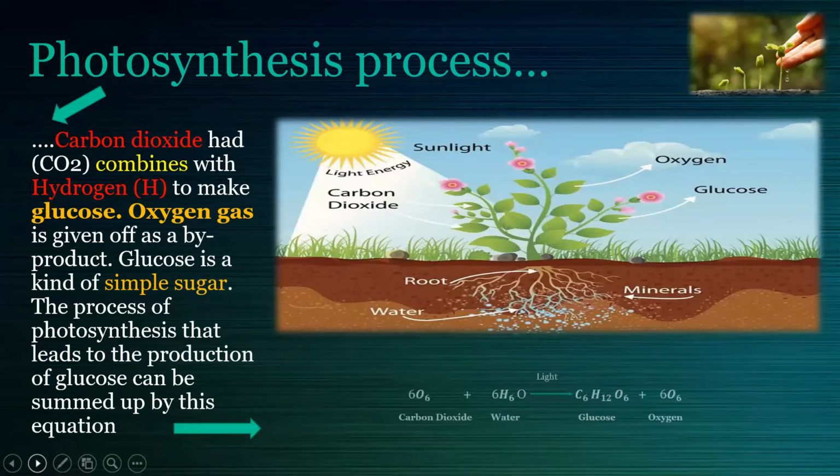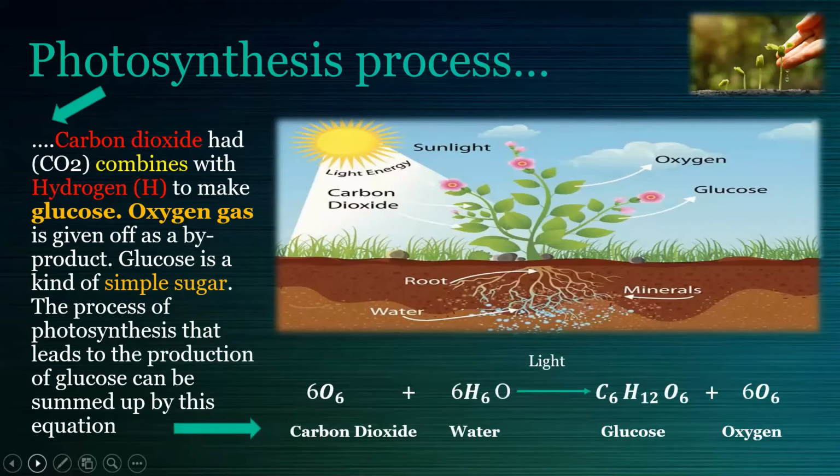So you can see this equation. We have carbon dioxide plus the hydrogen to make glucose, and then plus the oxygen, with the light within. And then it can create a simple sugar.